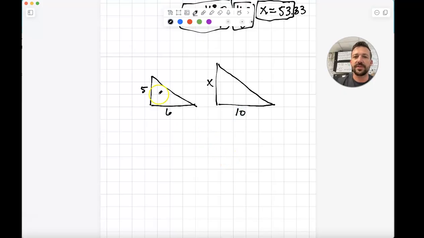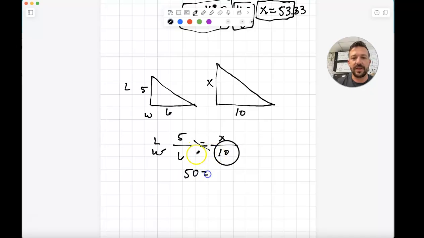And then you just set it up. You set up your stuff. So you could always say like this is the length, this is the width. And then you can do it the same way that I was doing it before. So your length is 5. Your width is 6. So the length here is x. The width here is 10. And then you just cross multiply. So 5 times 10 is 50 equals 6 times x is 6x. Divide by 6. And that cancels here. So your answer is going to be 50 over 6.